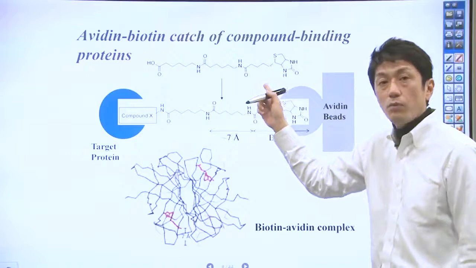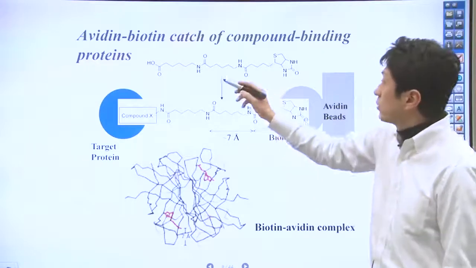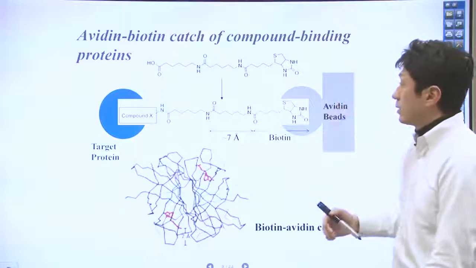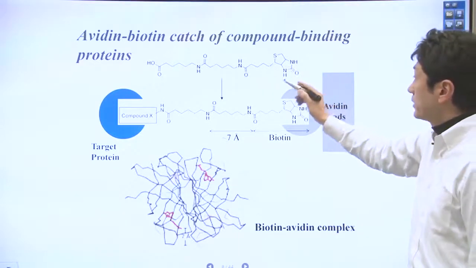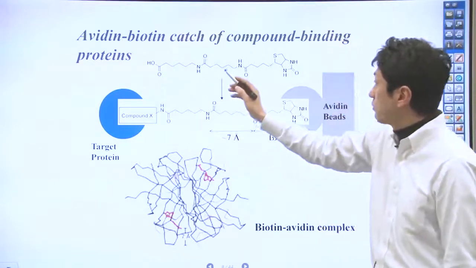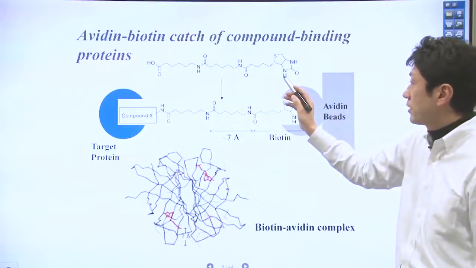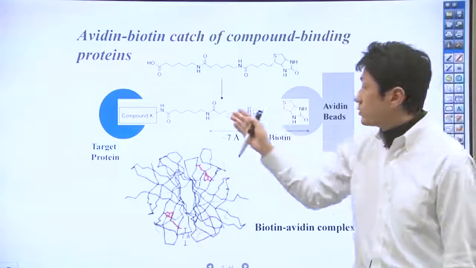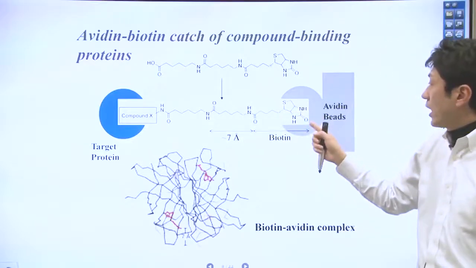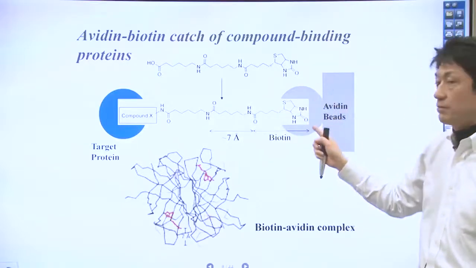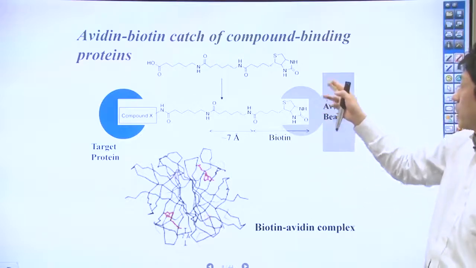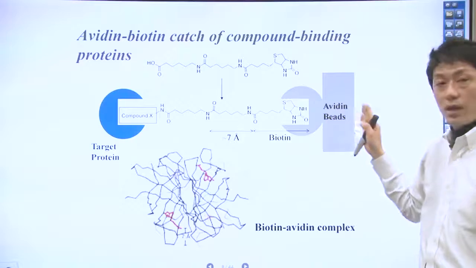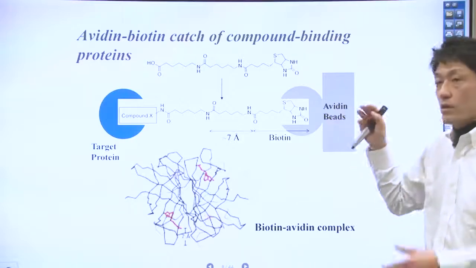commercially available biotinylation reagent with the longest linker. Then we conjugate our compound with this biotinylation reagent. Then we make this kind of molecule. So it binds to the protein that is called avidin. Then avidin binds to the beads so that you can make an affinity matrix.